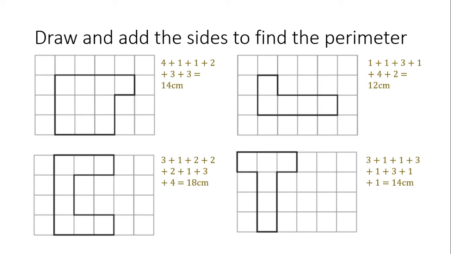Now, if you didn't get these answers, make sure you remeasure the length of each of the sides and try and figure out which one that you missed or which one that you got wrong. Once you figure that out, you are officially a perimeter expert.